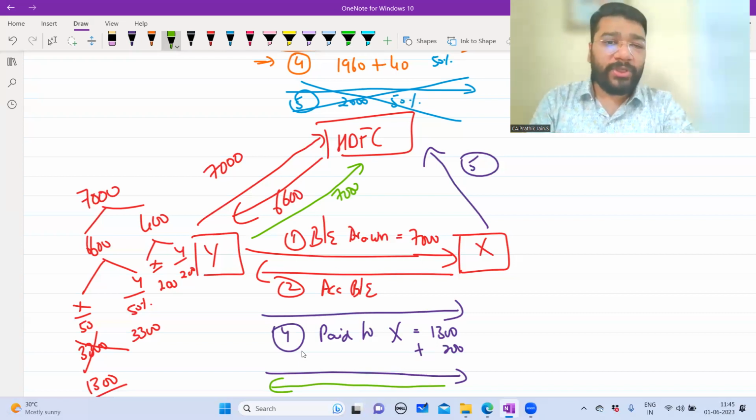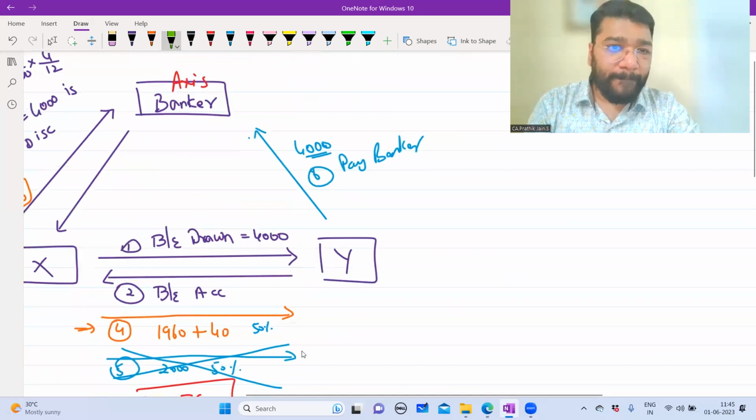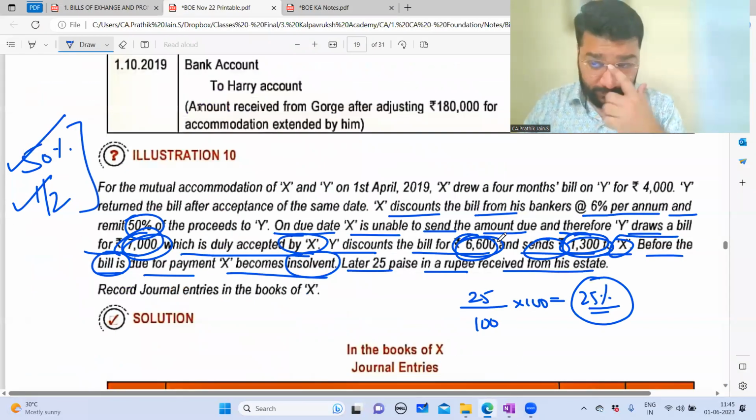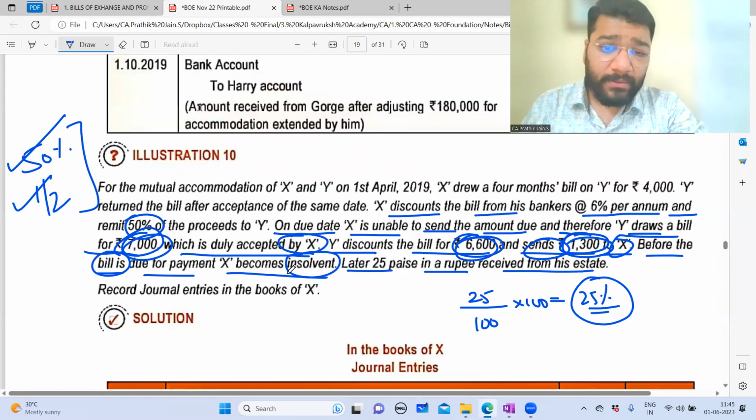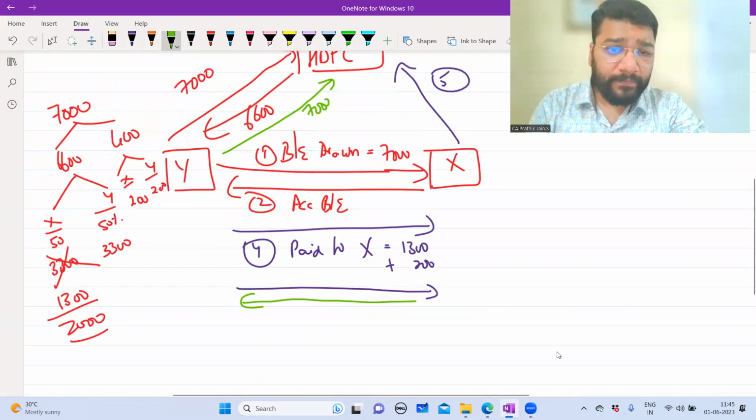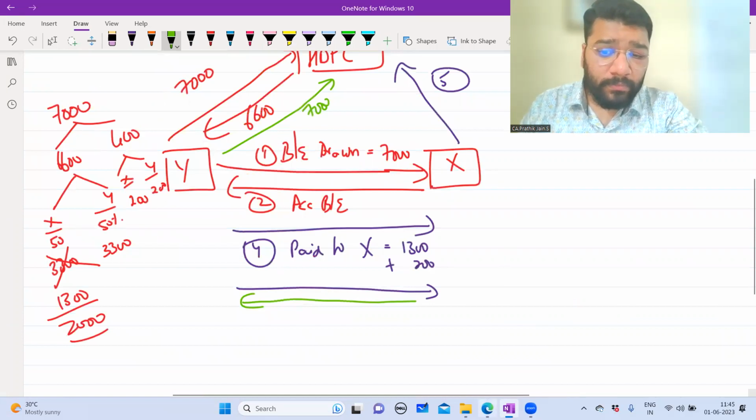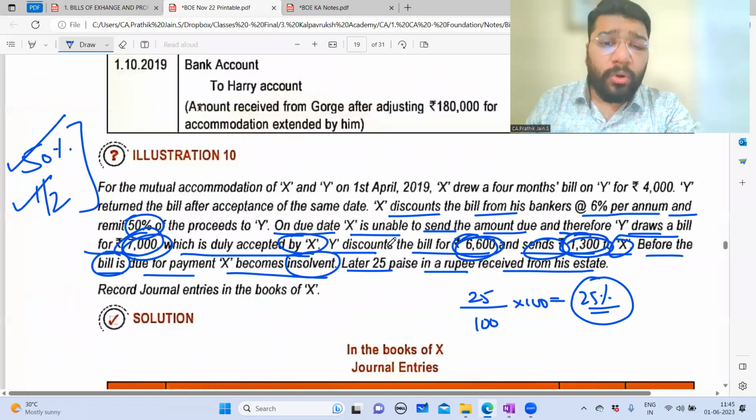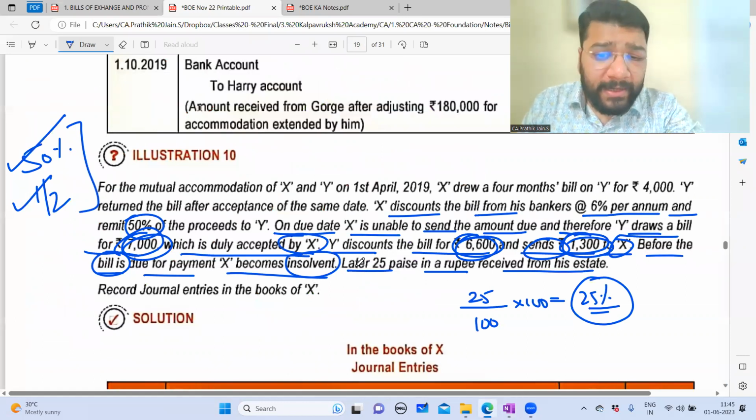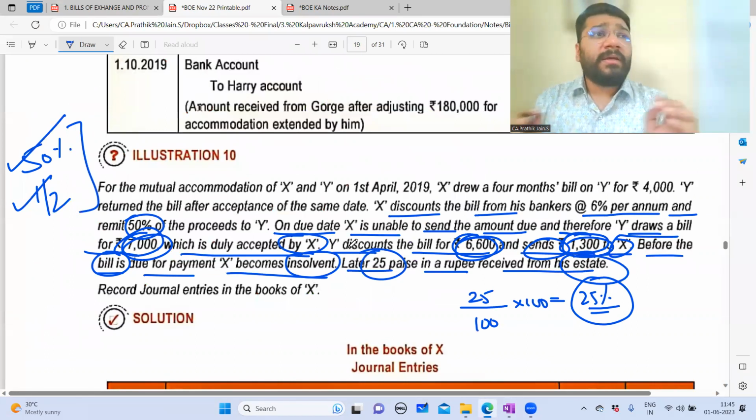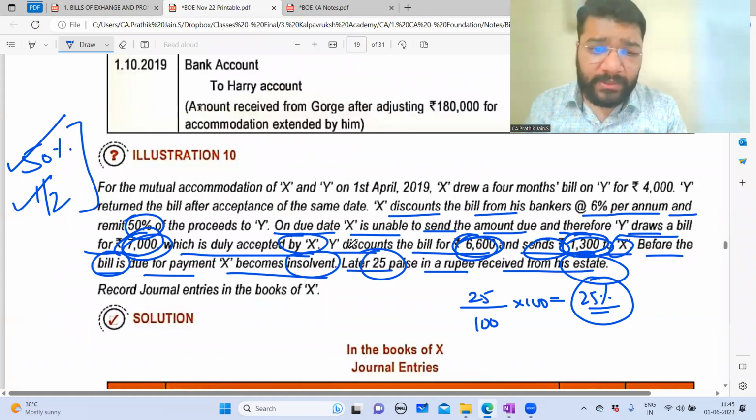Okay? Now let's do this question, people. Sir, one doubt. Yes, boss. Sir, when X becomes insolvent, for what amount has he become insolvent, sir? For 7,000? No, he has become insolvent, fully gone. Now what the court has done is, the court has given an order telling that from his estate, from his property, 25 paise in a rupee is recovered, which means, okay, now let me tell you what is the process of this.